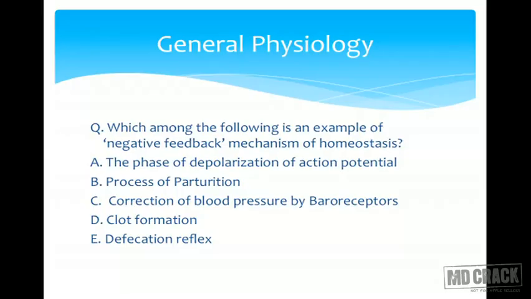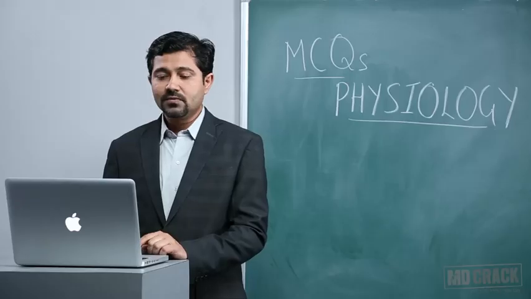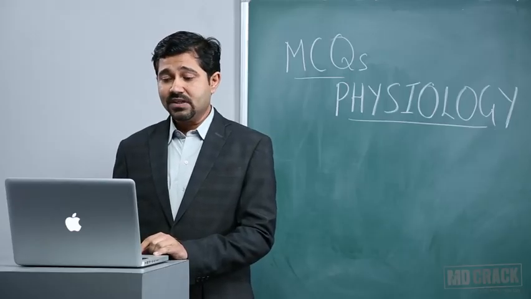What is question number 1? Which among the following is an example of a negative feedback mechanism of homeostasis? Option A, the phase of depolarization of action potential. Option B, process of parturition. Option C, correction of blood pressure by baroreceptors. Option D, clot formation. And option E, defecation reflex. Now, what do you think? What is the correct answer?